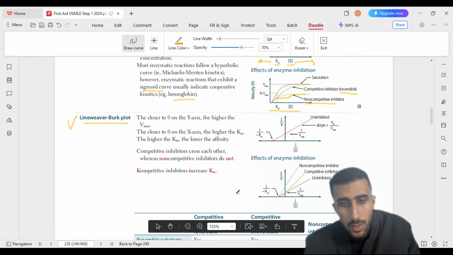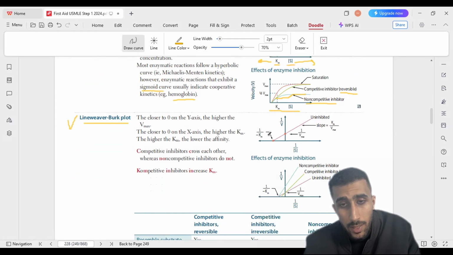The two important things you have to know are the intercepts. The y-intercept correlates with 1 over the Vmax, and the x-axis intercept on the negative side correlates with 1 over negative Km. So the key point is that the closer to 0 on the y-axis, the higher the Vmax. So this is the line here, and if you compare it with this line, which is closer to y0, this line has a higher Vmax.